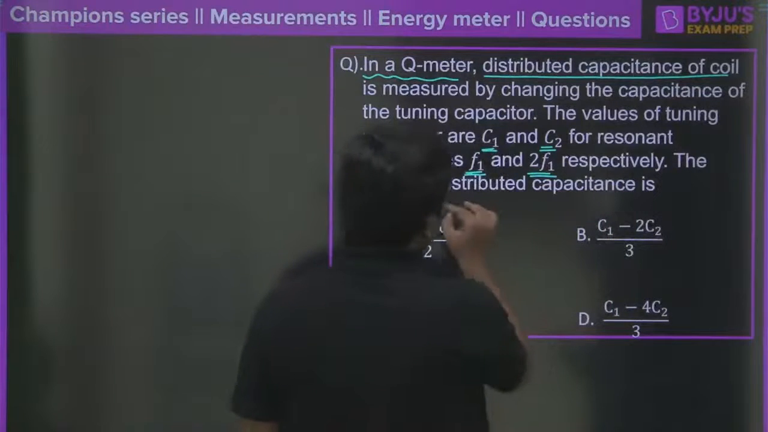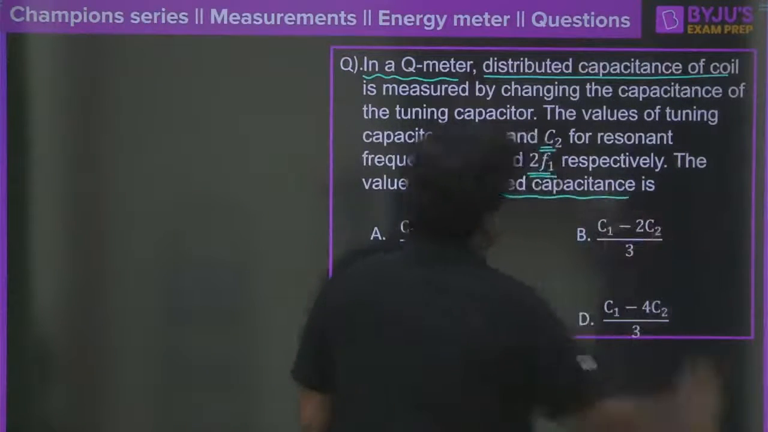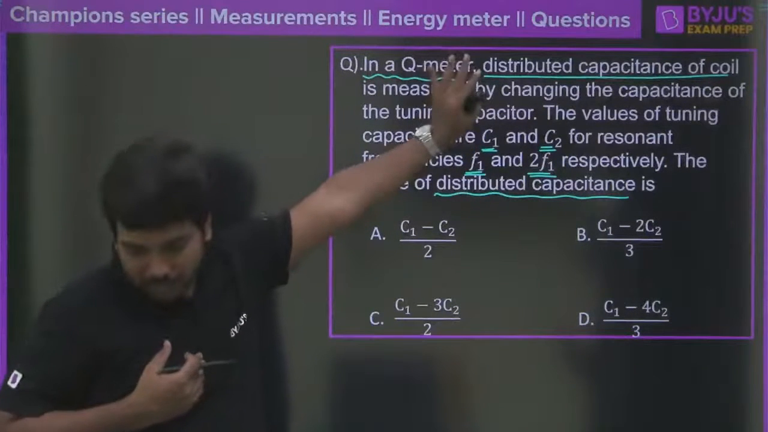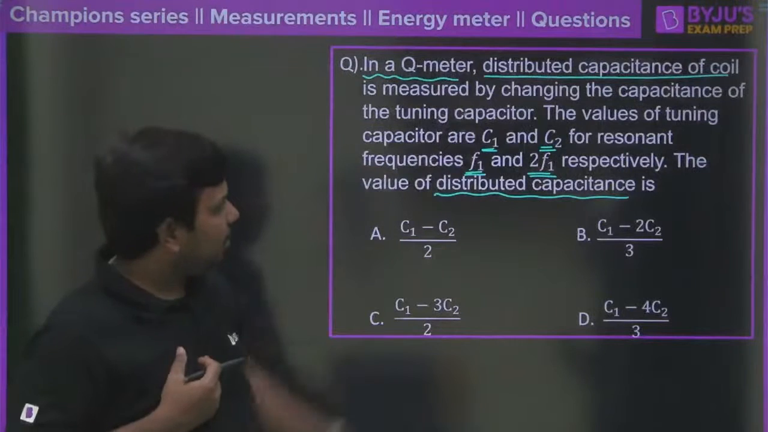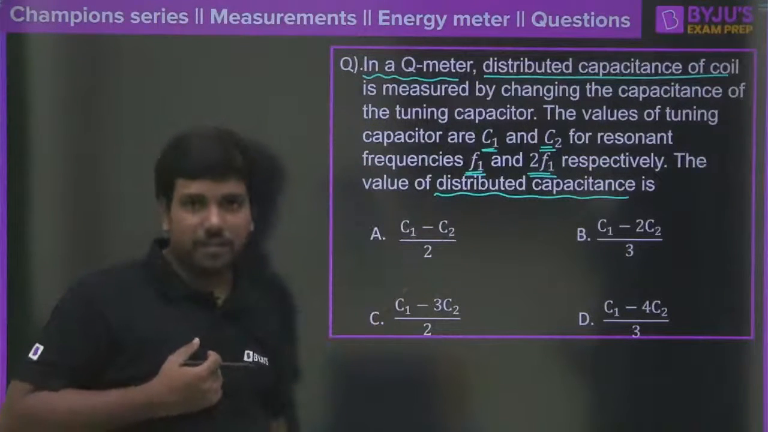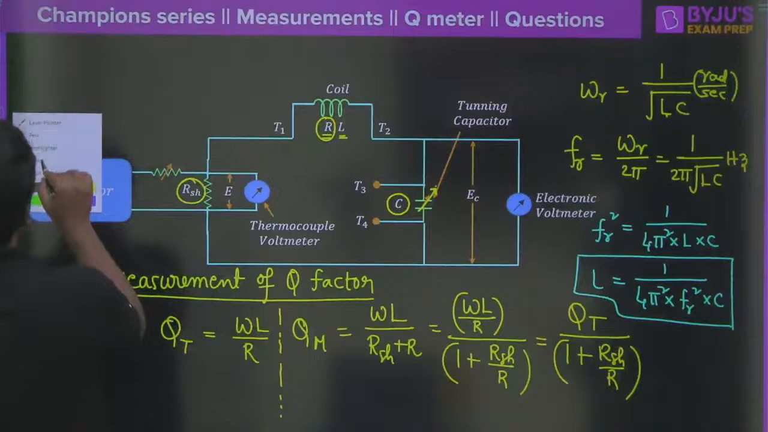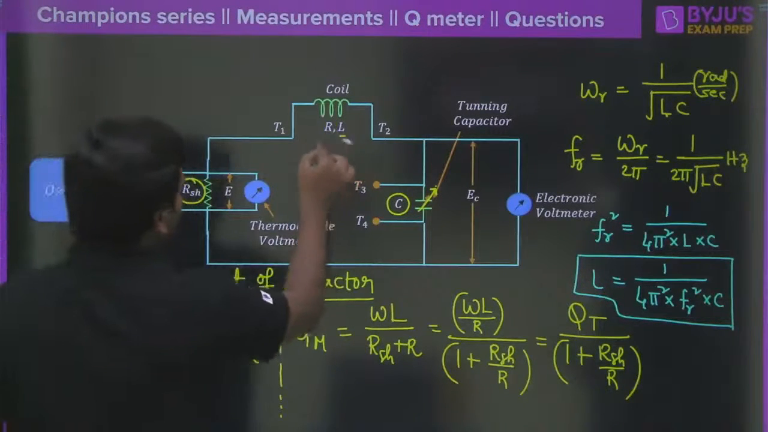The value of the distributed capacitance is dash. So this question, if I am a student, I will think like this. In this question especially, distributed capacitance is there. Where will be the distributed capacitance? Look at this diagram. I already told you several times the distributed capacitance will be across this coil here, correct?